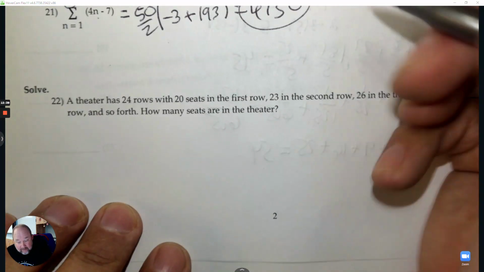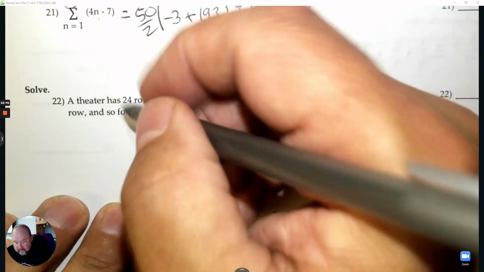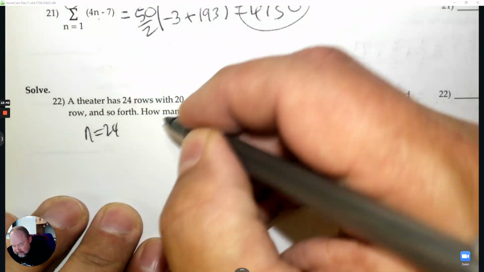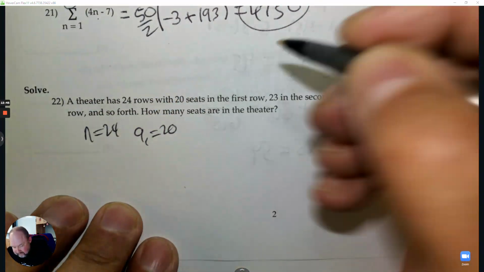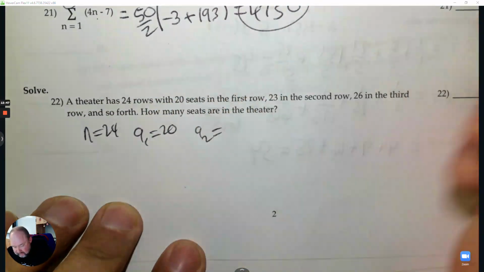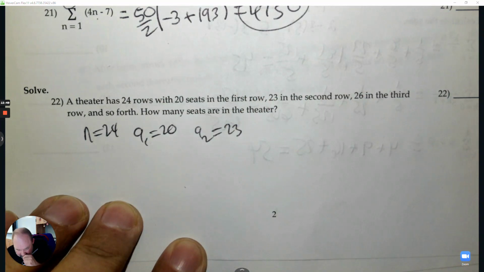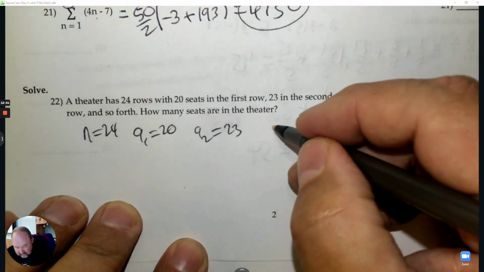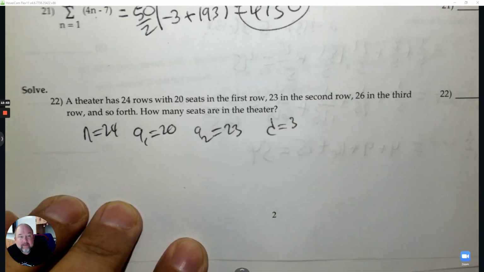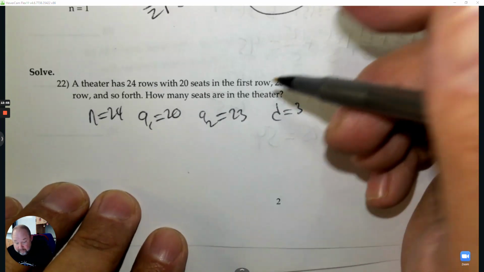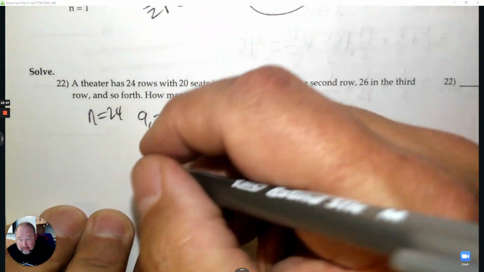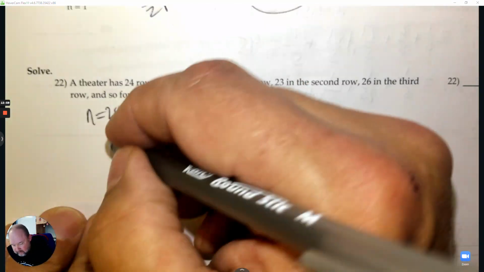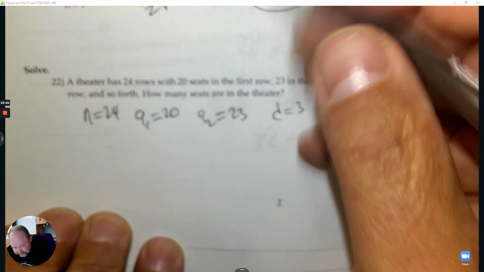Number 22, again, it's best if you try it first. A theater has 24 rows. That's n. First row has 20 seats. And then the next row has 23, and so on, and 26. So there's a common difference of 3. The question is, how many seats are in the theater? So one thing I need to know that I don't know yet is how many seats are in the last row. So we're going to do a sequence for that.